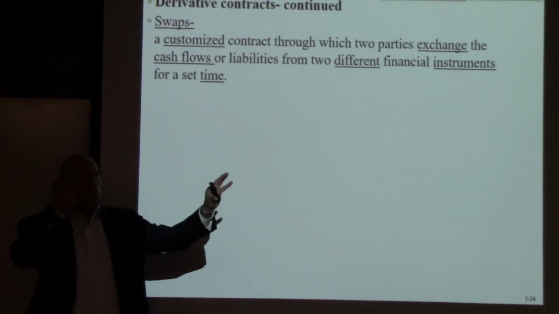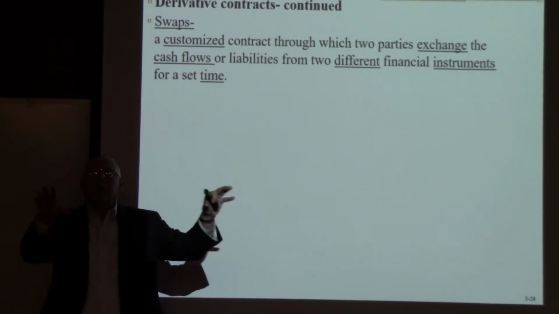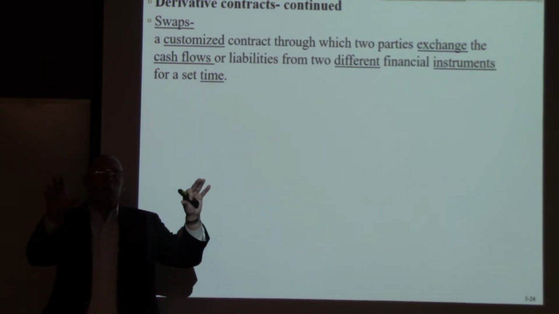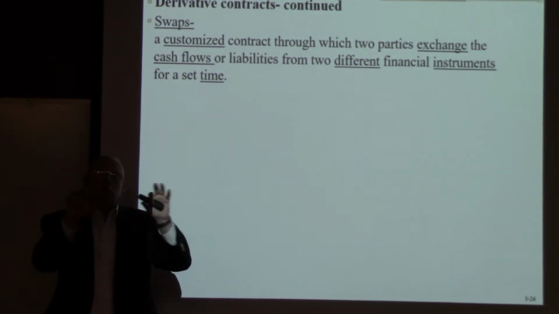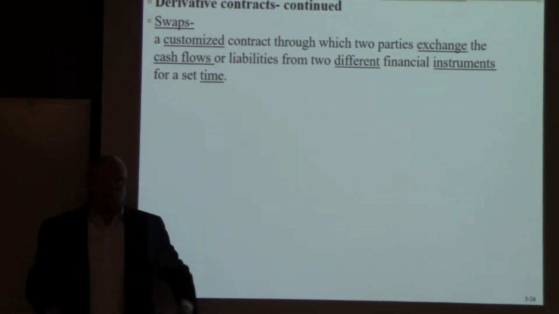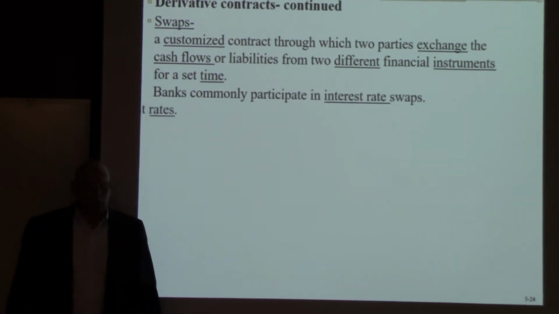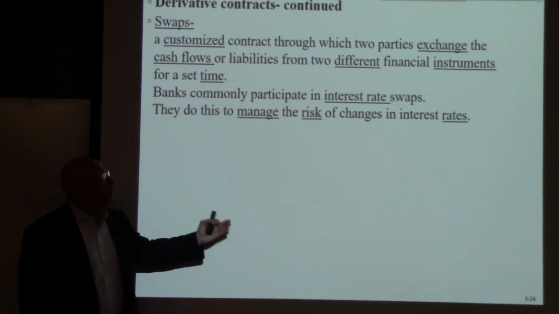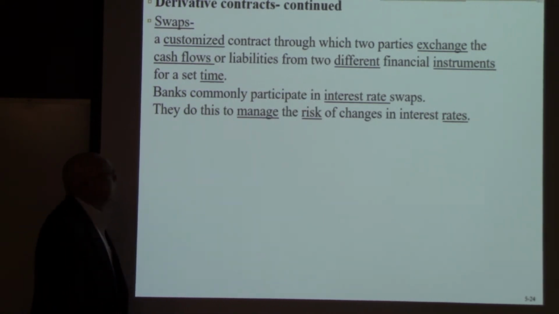So you have two parties that each want what the other has for some reason, and so they agree to a contract that allows them to exchange cash flows. That's what this is. So banks participate in interest rate swaps. They do this to manage the risk of changes in interest rates, and we'll get into interest rate risk and portfolio management in a couple of chapters.